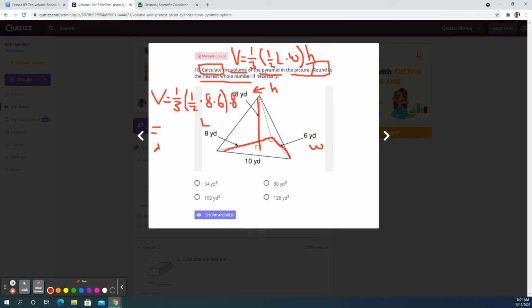So let's just go ahead and multiply things out. There's 1/3 times 8. 1/2 times 8 is 4, times 6, just taking care of the parentheses first. Number times a fraction goes to the top. 4 times 6 is 24. 3 goes into 24 8 times, and we get 8 times 8 is 64. These are yards cubed.